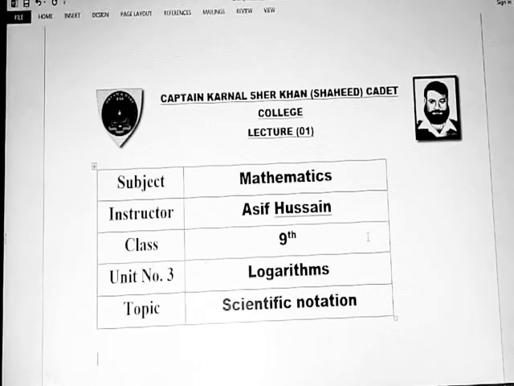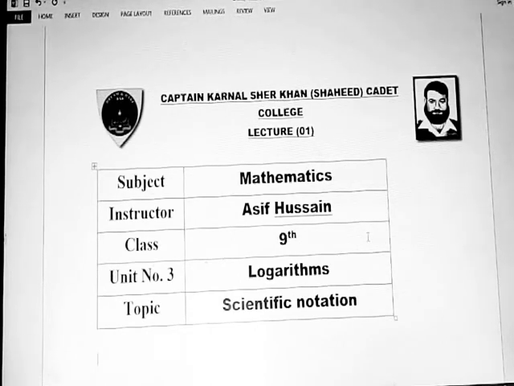The question is, why do we use logarithm? We use logarithm because the basic use of logarithm is to convert lengthy operations of multiplication and division into simple operations of addition and subtraction.